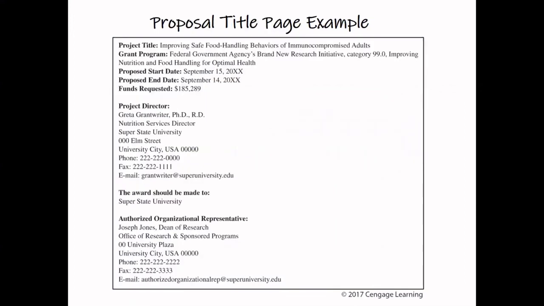The title page really just provides the title. It provides who they're writing the grant to, the proposal and start and end date, how much funds are being requested, the project director, or you think about this as project manager, and where the award should be made. And then this person would be that administrative person at the agency who is overseeing receiving the money from the funding agency.